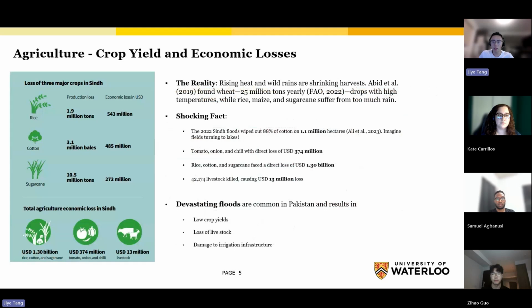Our team's focus on agriculture in Pakistan, especially crop yield reductions and economic losses due to climate impacts like rising heat, erratic rains, and floods. Key highlights include major crop losses, total economic impact in the last decade on agriculture from flood consequences, and climate realities.